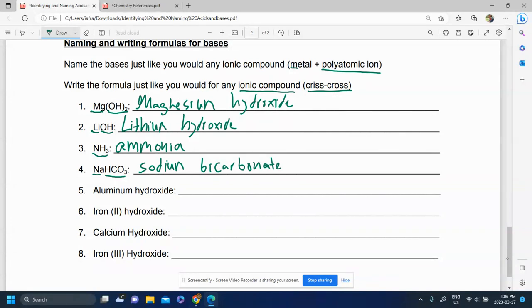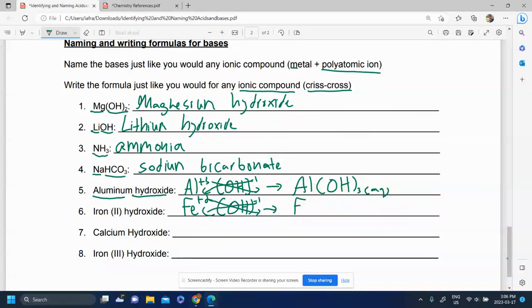Now we have to make some formulas. So crisscross between aluminum and hydroxide. Aluminum is +3. Hydroxide is OH minus. Crisscross it. You get Al(OH)3, and we can put aqueous. Iron 2 hydroxide, similar idea. Iron is +2 based on the 2 there. Hydroxide is OH minus. Crisscross. You get Fe(OH)2 aq.